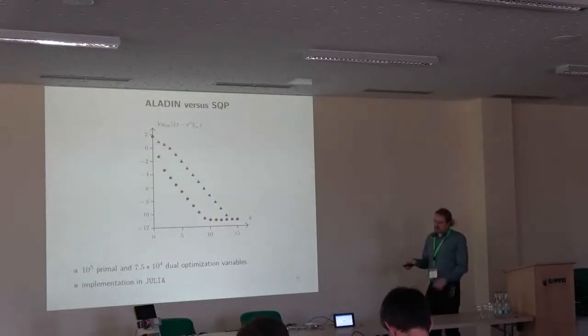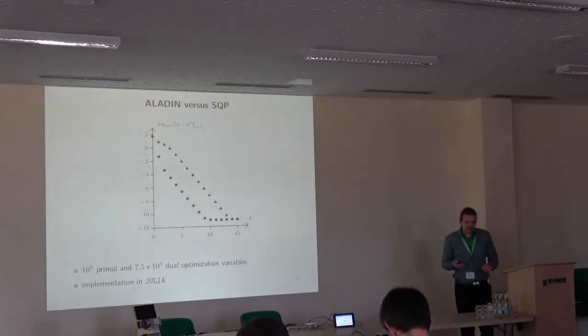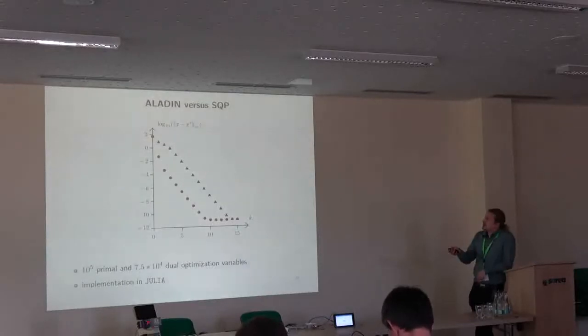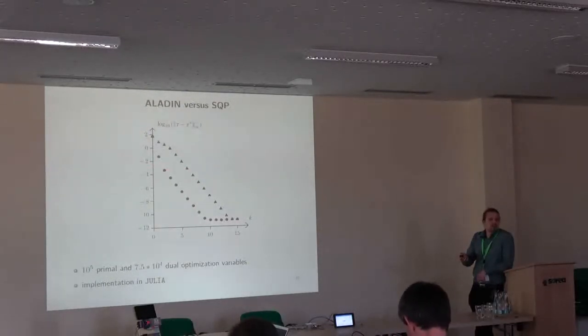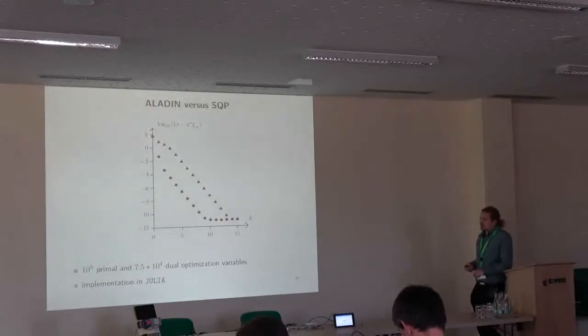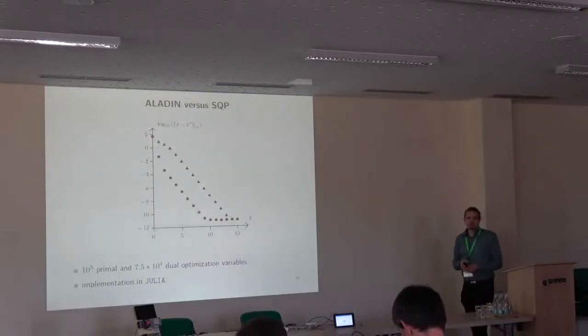In order to understand this, we should also say that the iteration has almost the same cost. In practice, we would stop here, at 10 to the power of -3, say, because in practice we would like to identify with accuracy up to 10 to the power of -3. I just continued the convergence plot in order to show the difference. The other big difference is, actually, I should revise what I just said. The SQP iteration is more expensive than the Aladin iteration.